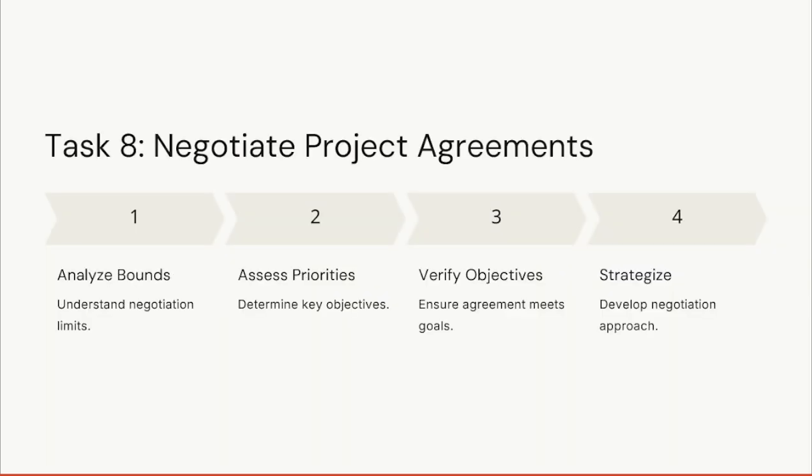The eighth task we have under the people domain is to negotiate project agreements. Negotiation is a critical skill for project managers, as they often require agreements with the stakeholders, vendors, and team members. The PMP exam here will evaluate your ability to analyze, prioritize, and execute negotiation strategies to achieve the project objectives while maintaining alignment with final goals.